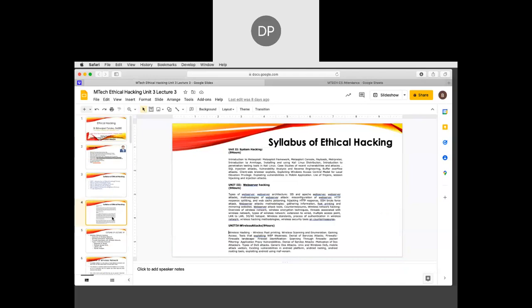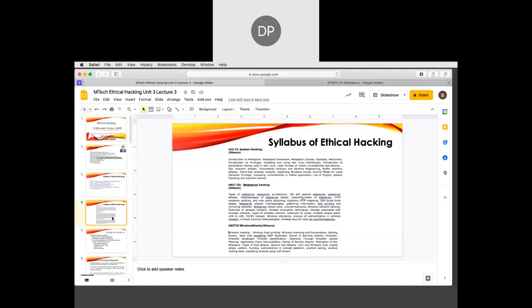Unit 3, the heading is web server hacking, but in the fifth line, this Unit 4 wireless attacks moves here. Wireless network hacking, then there is an overview of wireless network, then wireless encryption techniques, all are in Unit 3. It should be in Unit 4.